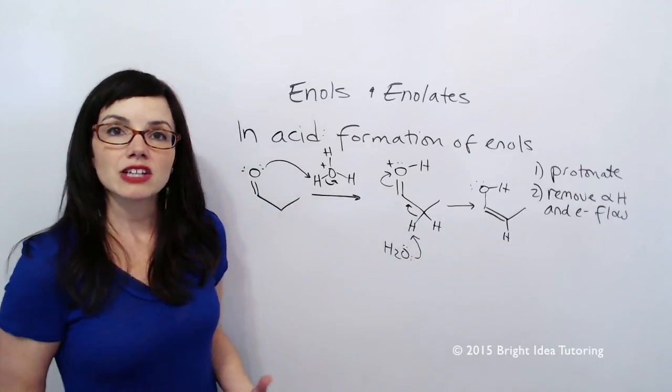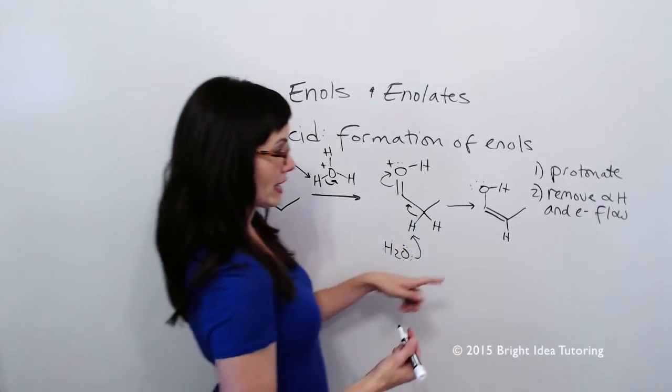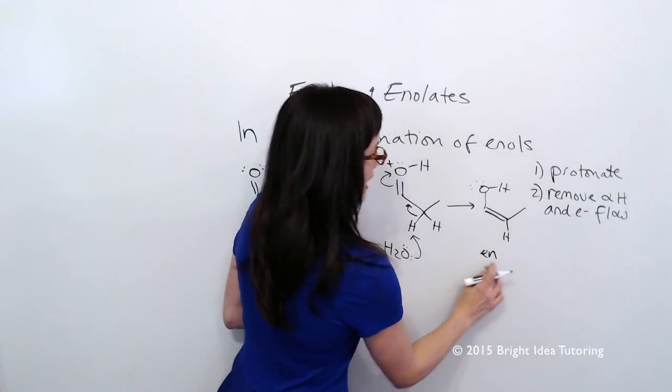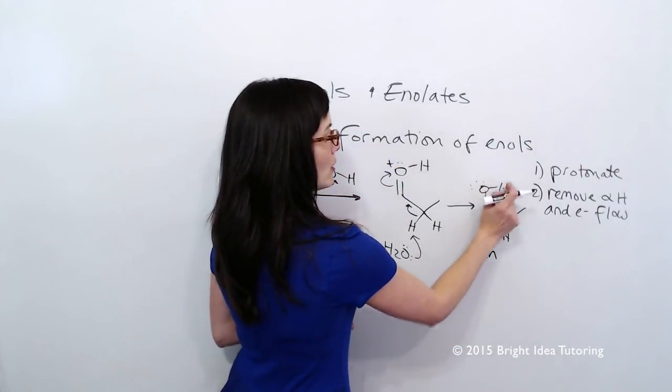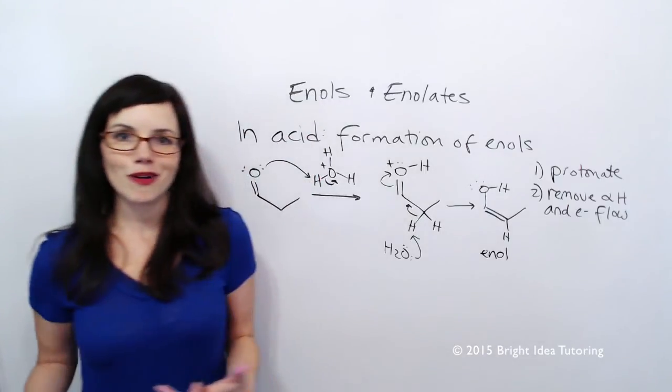And incidentally, this is called an enol because it's the combination of an alkene, alkene is the ene, and an alcohol. That's the ol part of enol.